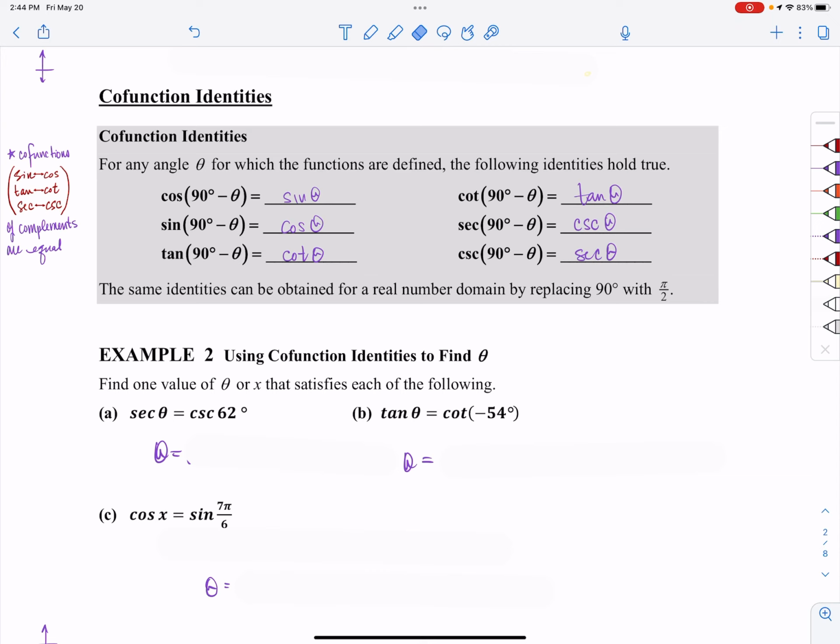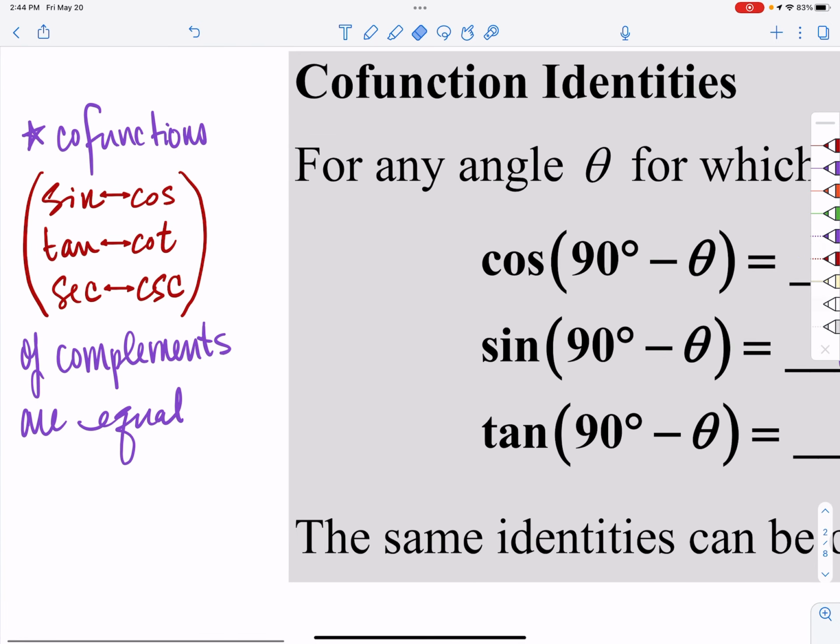Okay, so cofunction identities. These are already filled out. You may want to pause the video and go ahead and fill these out so that we can work the 3 small examples here. But basically, this is something that we covered back in chapters 5 and 6 from the last section. The way that I mentioned it in that section is I said cofunctions of complements are equal. And so you remember that complements are 2 angles that are added together to get 90 degrees, or if we were working in radians, to get pi over 2.